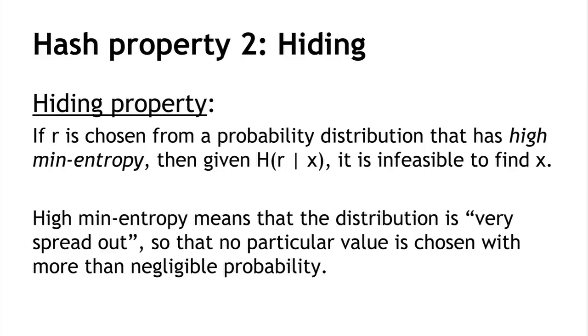And so what we're going to say is, given the hash of r together with x, it's infeasible to find x. And this will be true in the formally stated property that if r is a random value chosen from a distribution that has high min-entropy, then given the hash of r concatenated with x, it's infeasible to find x. And what does high min-entropy mean? Well, it captures this intuitive idea that r is chosen from a distribution that's really spread out. And what that means specifically is that there's no particular value that r could have had that would occur with more than a negligible probability.